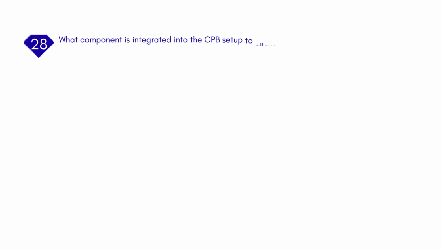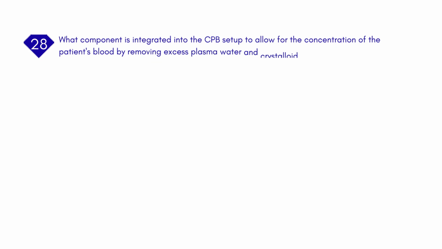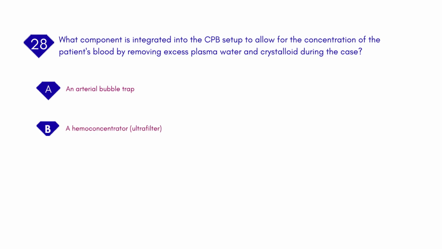What component is integrated into the CPB setup to allow for the concentration of the patient's blood by removing excess plasma water and crystalloid during the case? A. An arterial bubble trap. B. A hemoconcentrator, ultrafilter. C. A cardiotomy defoamer. D. A de-airing valve.